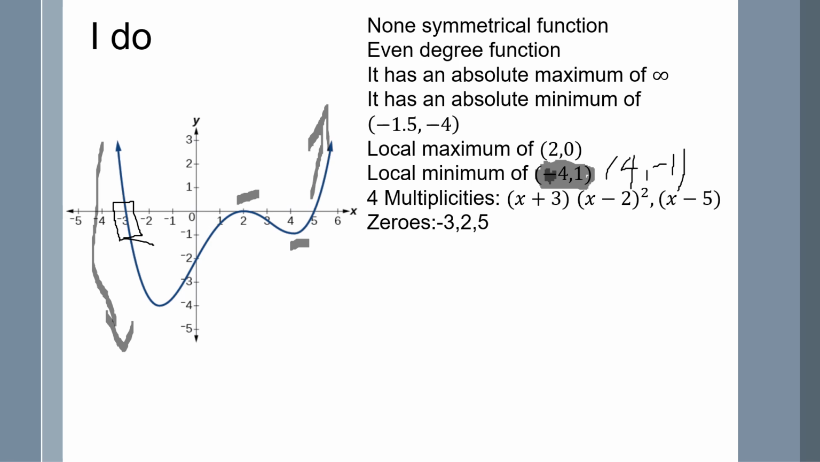Now, we notice that we have a 0 of positive 2, right? If we go backwards and rewrite it as x minus 2, we see that there's a multiplicity of 2 because it touches 2, doesn't cross through it, but it bounces off from it.